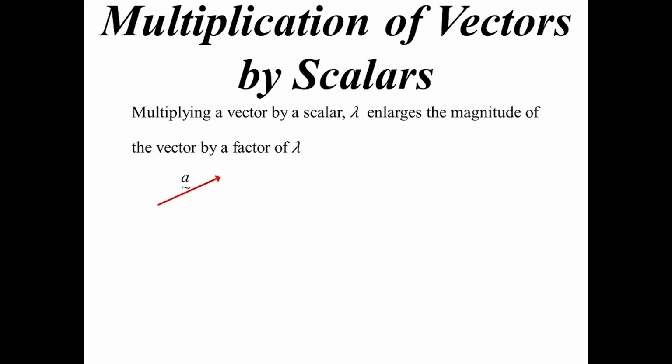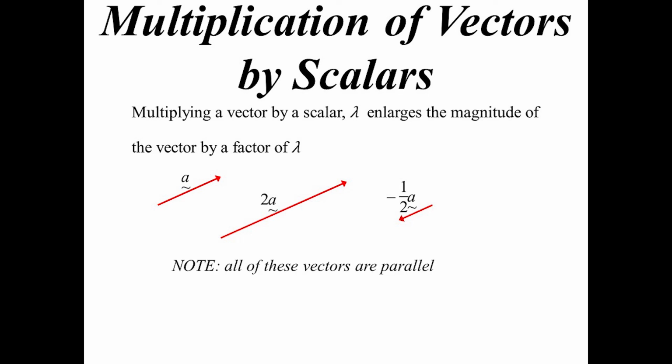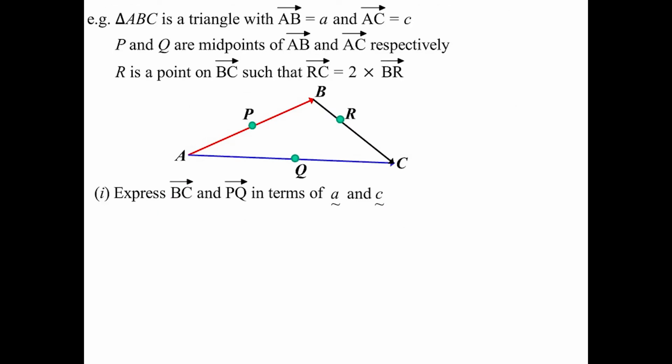So there's vector A, that would be 2A. Still going in the same direction, but it's twice as long. Half A, or actually minus a half A, I'm going in the opposite direction, but it's still parallel, and it's half as long. So all of these vectors will be parallel, because all we're doing is changing the length of the vector.